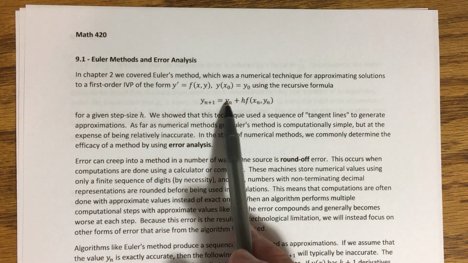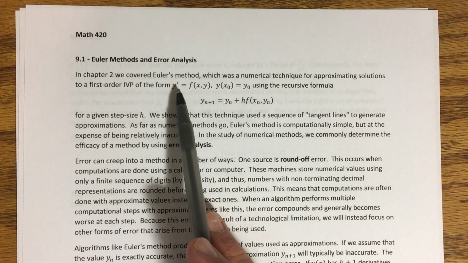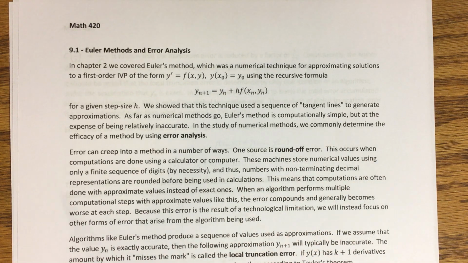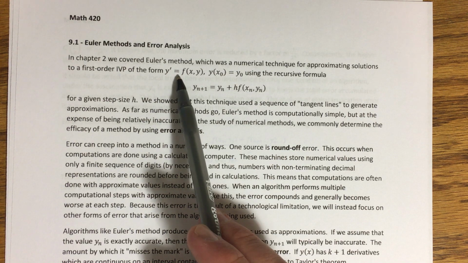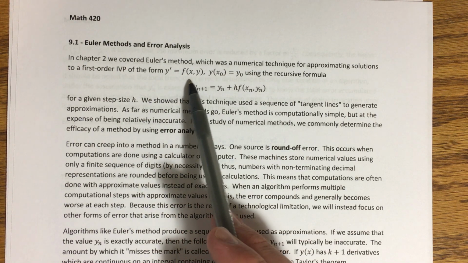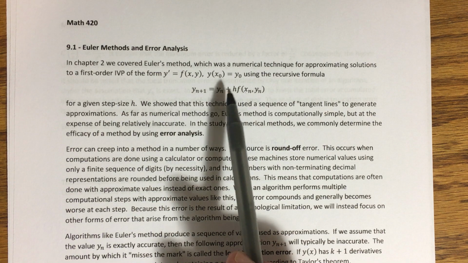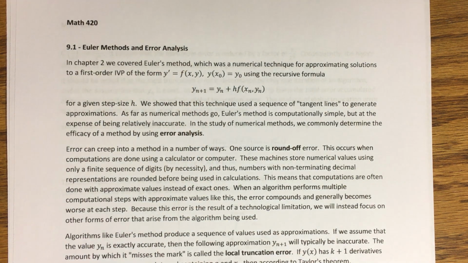Now, this is just a reminder of what Euler's method's formula looked like. Remember, you have to have a first-order equation, and we're only going to be dealing with first-order equations in these first two sections of Chapter 9. But you have a first-order equation, and it has to be put into this form: y prime equals some function of x and y. You have an initial condition, so that you're looking at an IVP. And Euler's formula is given by this recursive formula. And remember, graphically, this is just like computing a sequence of tangent lines that are being used for approximation.